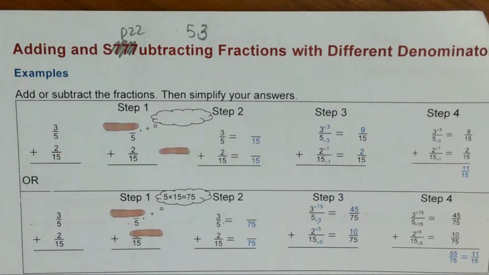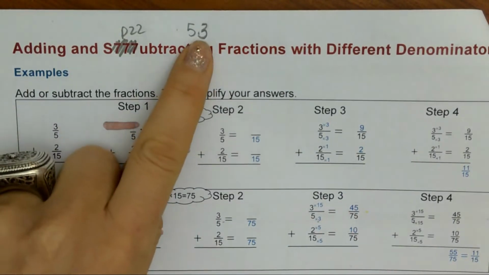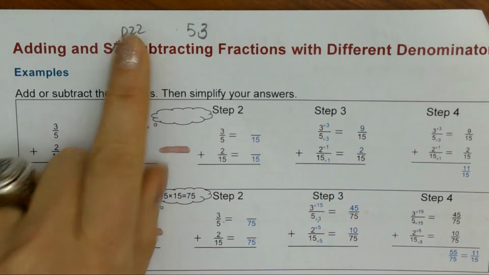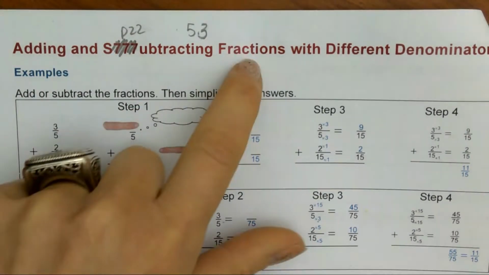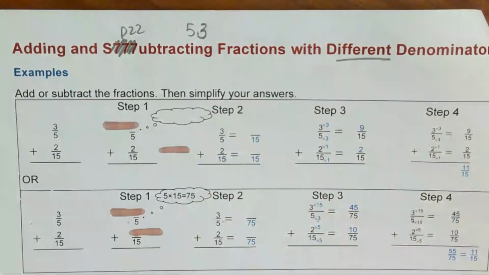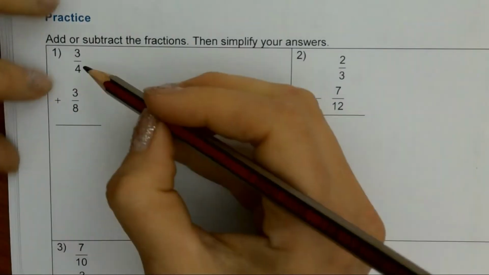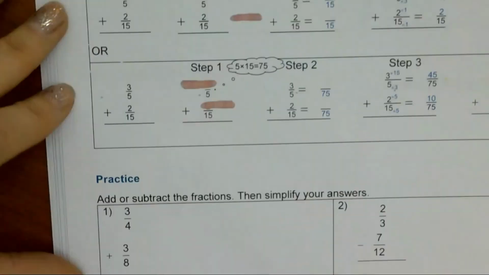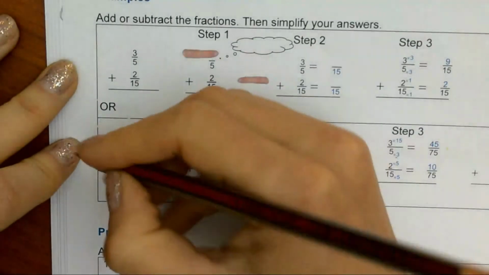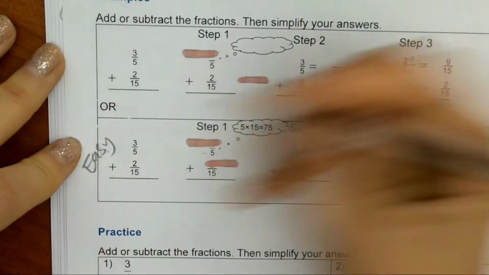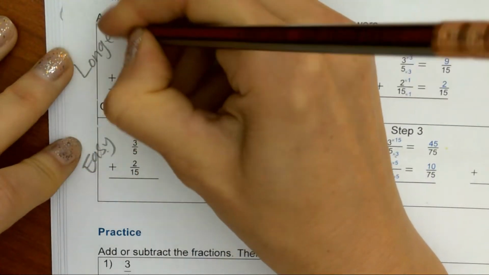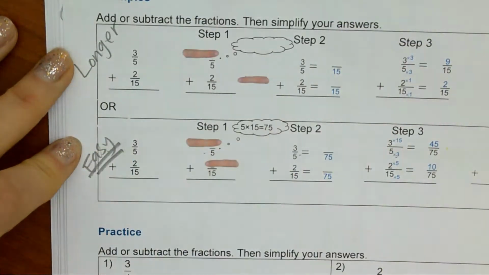Okay, so we're in book 5.3 on page 22, adding and subtracting fractions with different denominators. Okay, so let's go to the examples. So I'm going to show you the easy way to do it. If you look here at the examples, this is the easy way, and this is the longer way. So I'm going to show you how to do it the easy way.